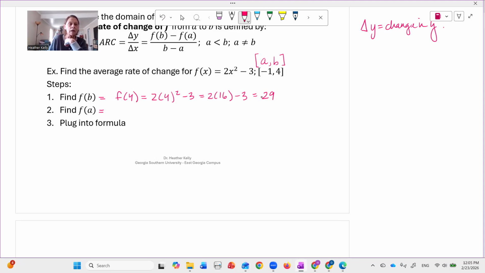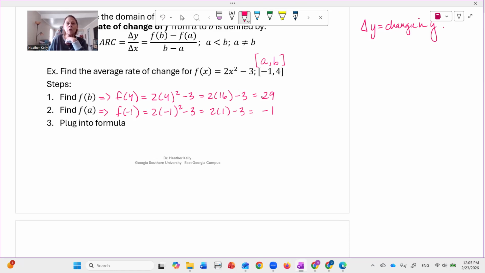And now we find f of a. That's f of negative 1. That is 2 times negative 1 squared minus 3. It's going to give us 2 times 1 minus 3. It's going to give us negative 1.